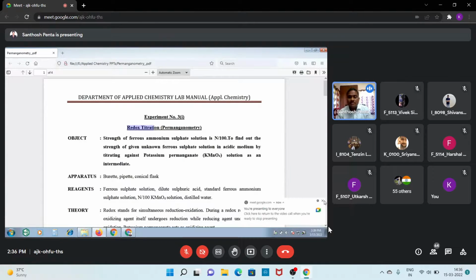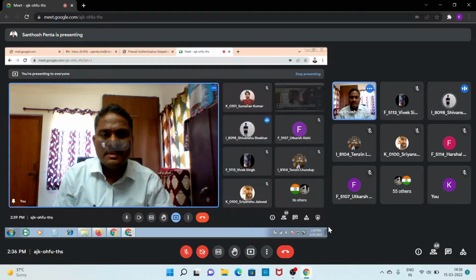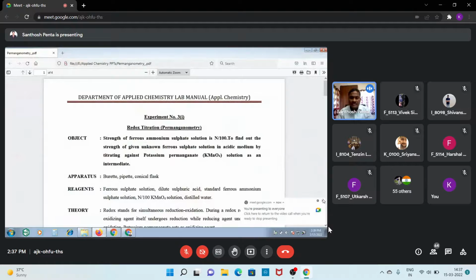Today we are going to discuss permanganometric titrations. Clear? Yes, sir. In the permanganometric titration, what is happening? Same: oxidation and reduction reactions are taking place simultaneously. Hence, it is also one of the best examples for redox titration. Today's aim, today's object, what is our object?